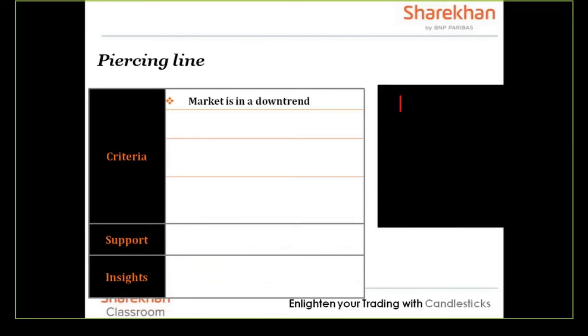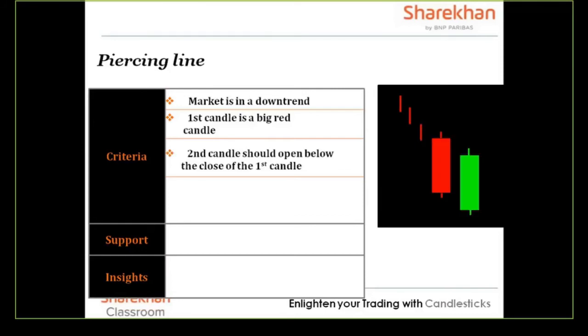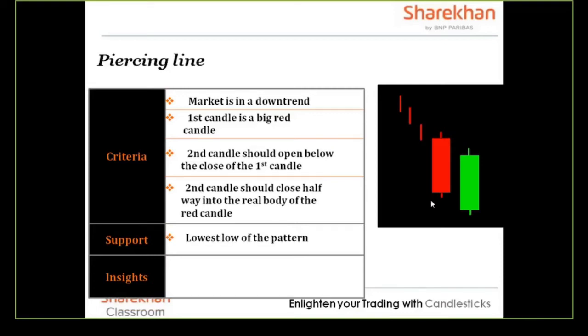This is how the piercing line pattern looks. The prior trend is a downtrend. Then you get the first candle, which is a big red candle. The second candle opens below the close of the first red candle, but then closes more than 50% of the real body of the prior red candle. That's the main criteria: the second candle should close halfway into the real body of the red candle. And ideally, both candles should be big size candles. They should not be small real bodies.